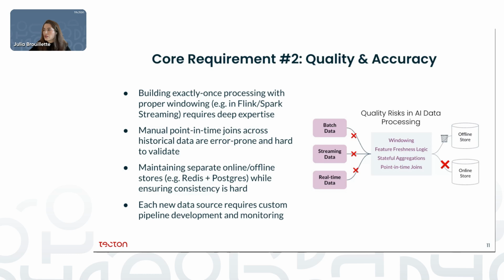So yeah, there's a lot of work involved in building exactly-once processing in a system like Flink or Spark Streaming. You've got to do manual point-in-time joins and maintain separate offline and online stores, for example Redis and Postgres. And each new data source that you bring in requires custom pipeline development and monitoring. That could add up to a lot of time spent trying to meet this core requirement.